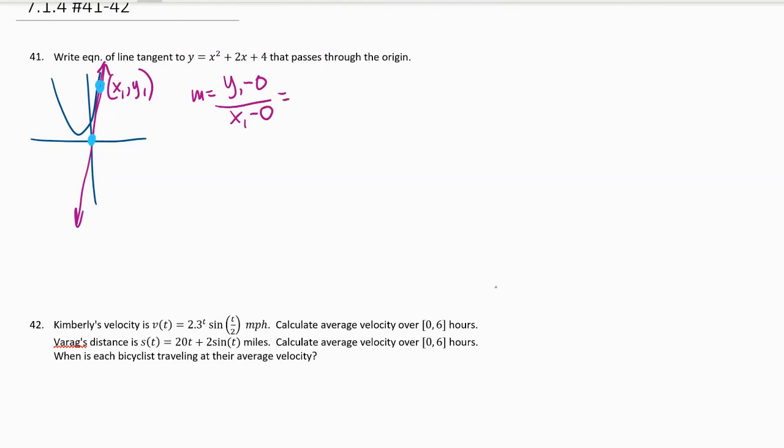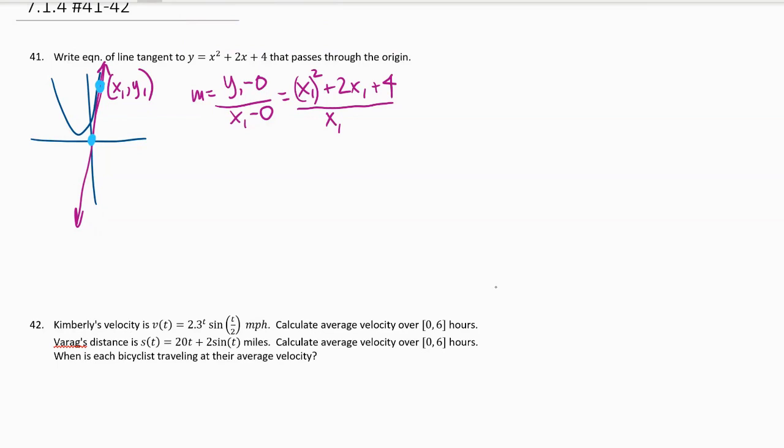Well, what is y1? That's going to be x sub 1 squared plus 2 times x sub 1 plus 4, because that is the y coordinate. If x is 1, then y would be 1 squared plus 2 plus 4. If x is 2, y would equal 2 squared plus 2 times 2 plus 4. So I'm using x sub 1 squared plus 2 times x sub 1 plus 4 to represent the y coordinate at this x sub 1 coordinate. That's going to be the slope between those two points.